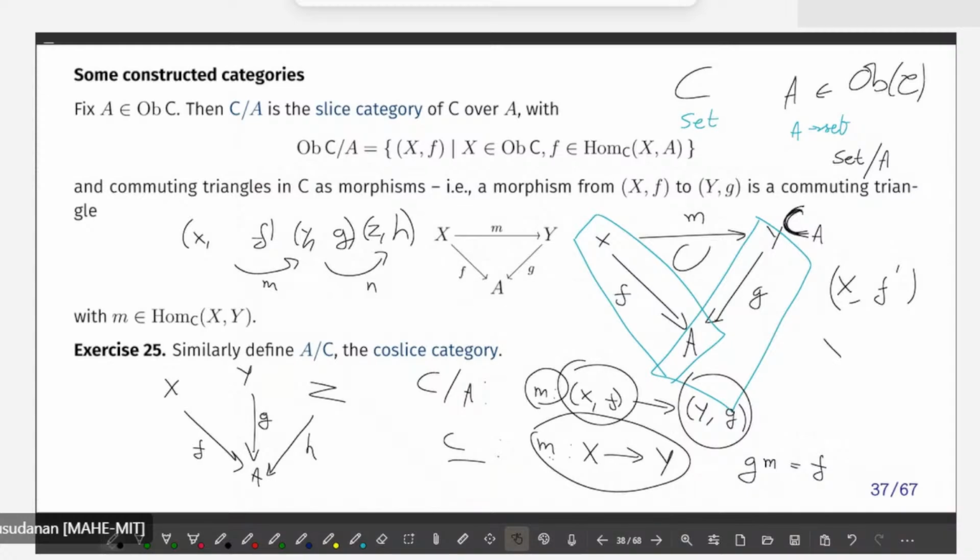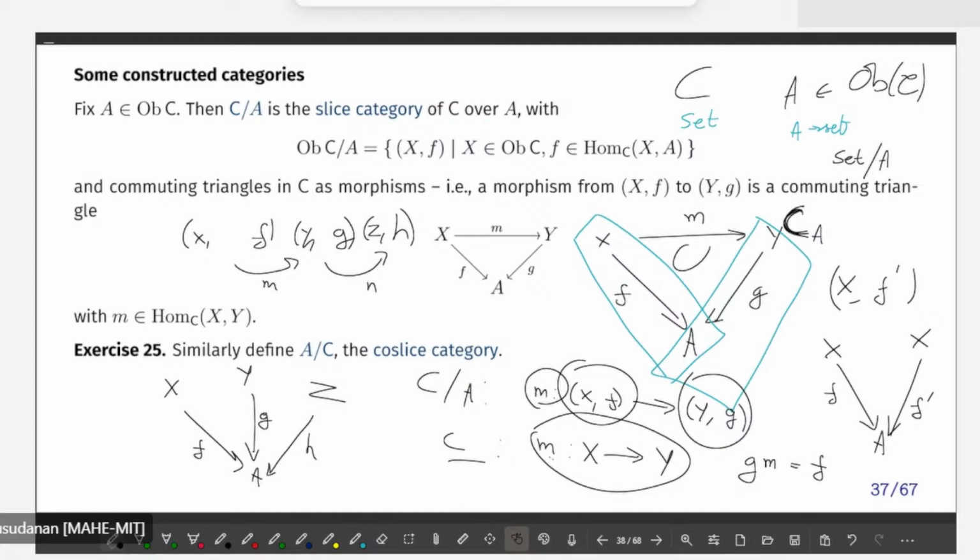So in fact, these are now two different morphisms, two different objects in C over A. One morphism from X to A, another morphism from X to A. These are two different objects. Although you draw them like this, they're really two different objects of this slice category.